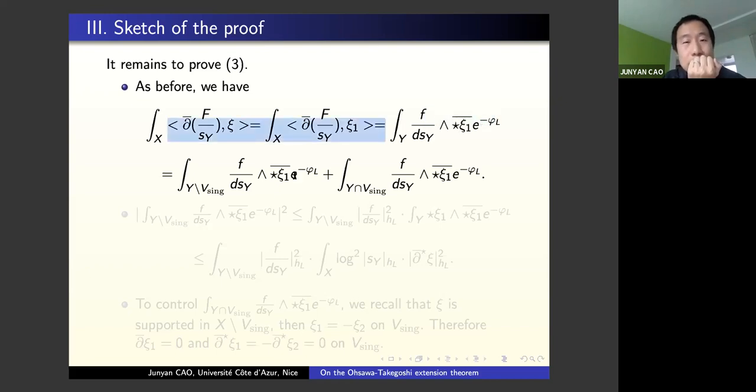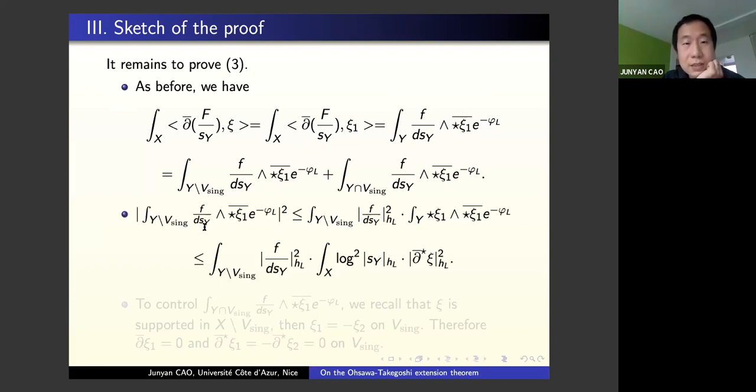So now we split the integral in two parts. One part is outside the singular locus of Y, and another part is close to the singular locus of Y. For the part which is outside the singular locus of Y, we can still use our lemma as before.